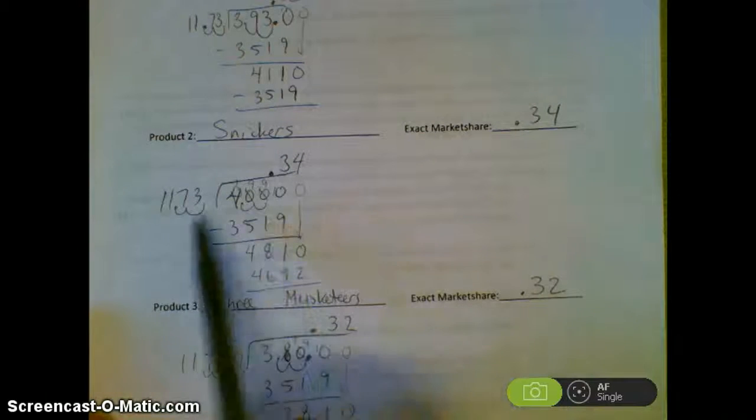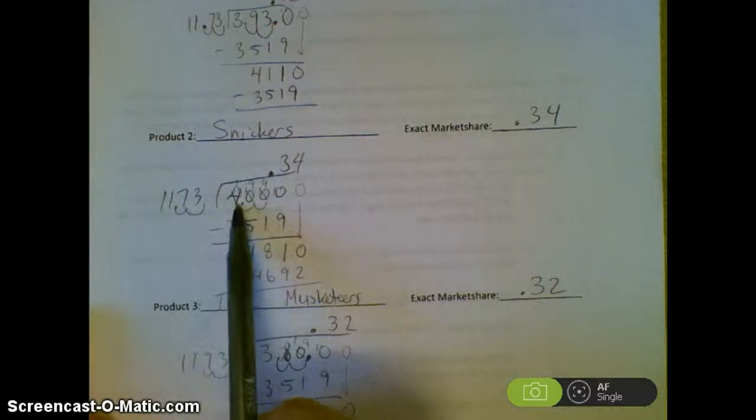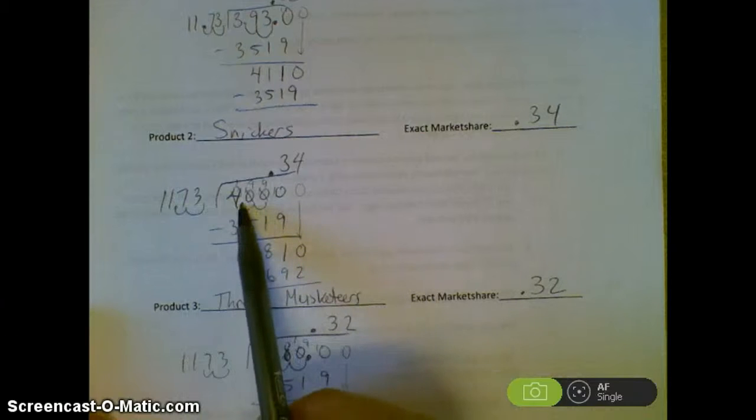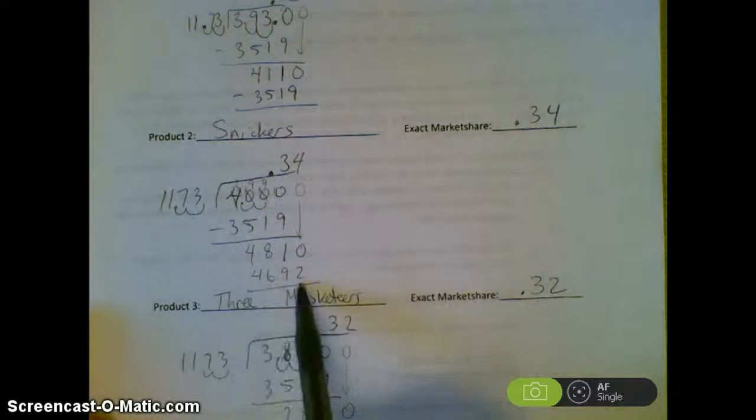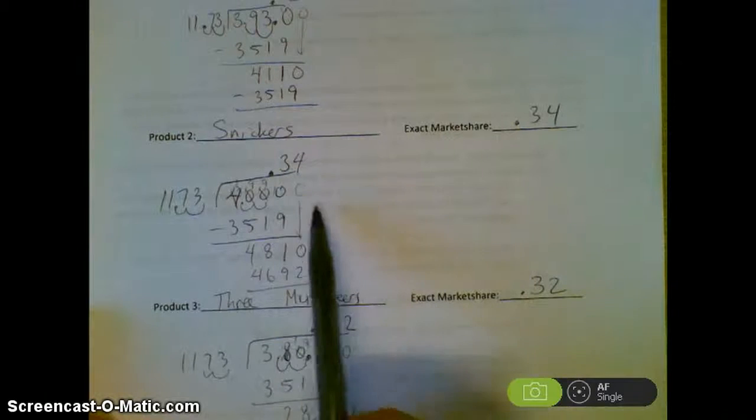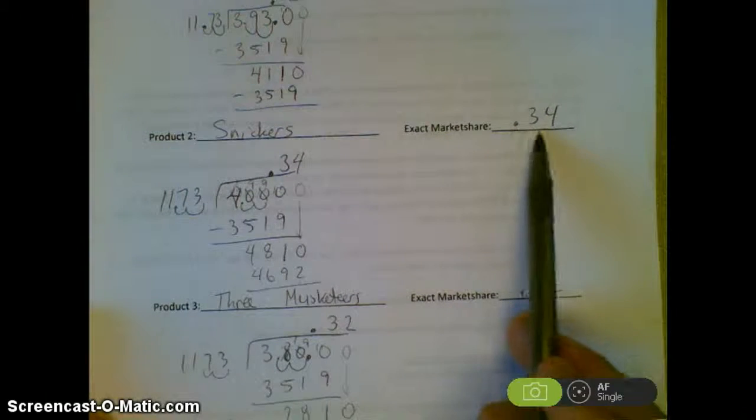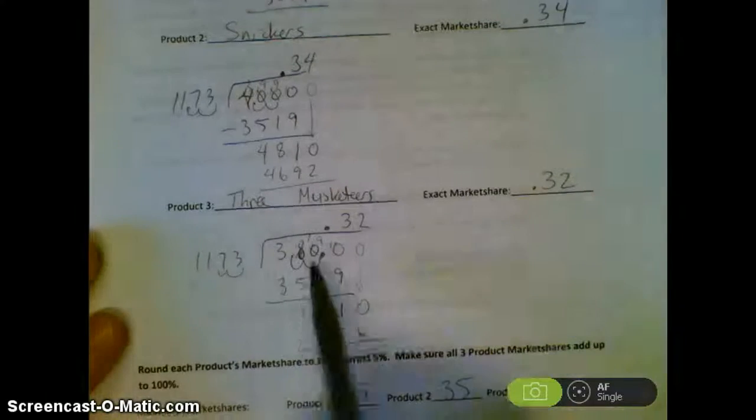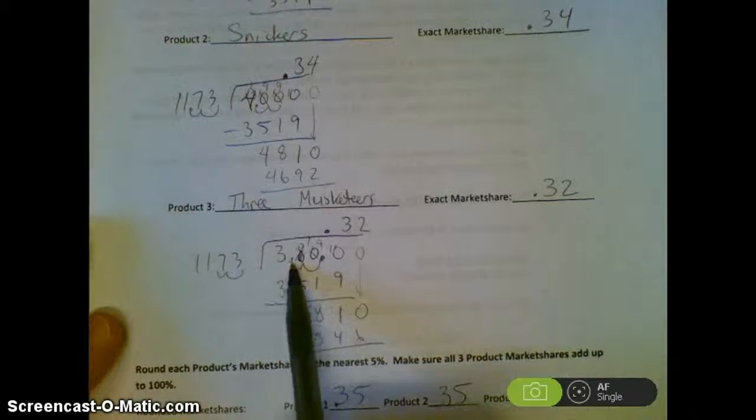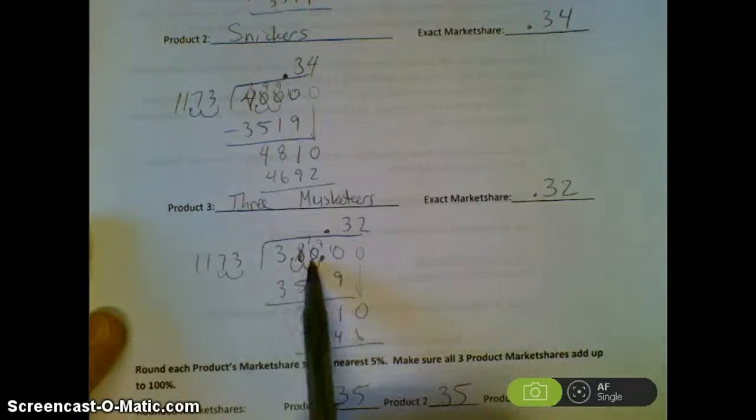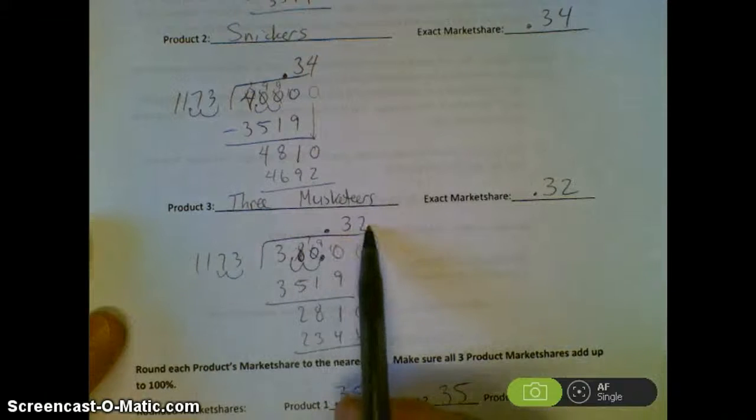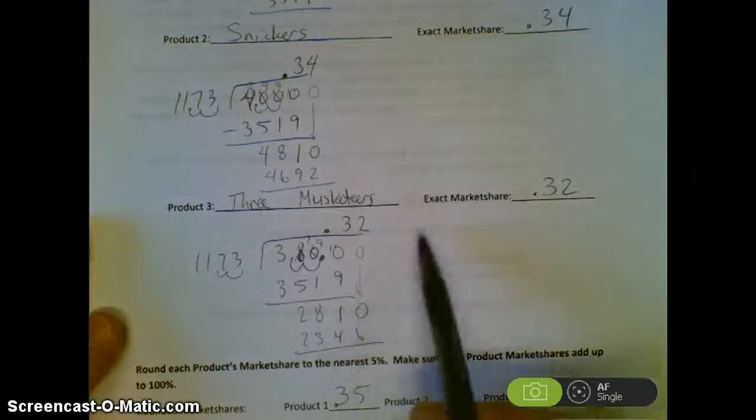For Snickers, it was 11.73 into 4.00. That was my rating average. So I did the long division, dividing of decimals, and I got 0.34, and that's where I stopped. That's all I need. Three Musketeers, the rating was 3.80, so 11.73 goes into 3.80, 0.32, and then there's some change, but you can round.